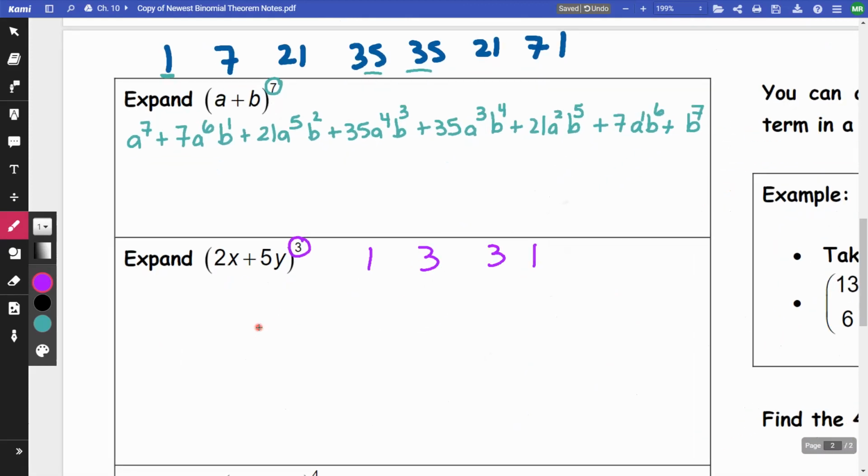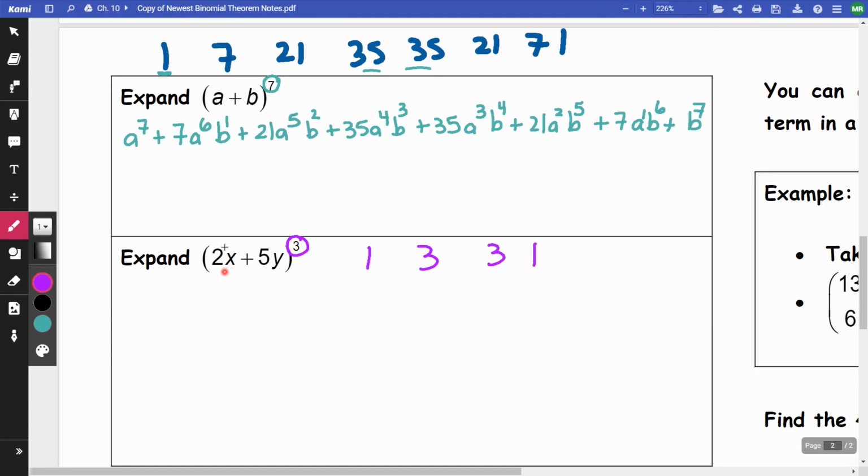So what I'm going to do is my a, or my lead, is going to be this 2x. So that whole 2x is going to be raised to the third power, plus 3 because of this 3. And now my 2x, that whole 2x, is going to be raised to the second power, and my 5y is going to be to the first. So I'm going to have a 2x to a power and a 5y to a power, just like I had an a to a power and a b to a power.